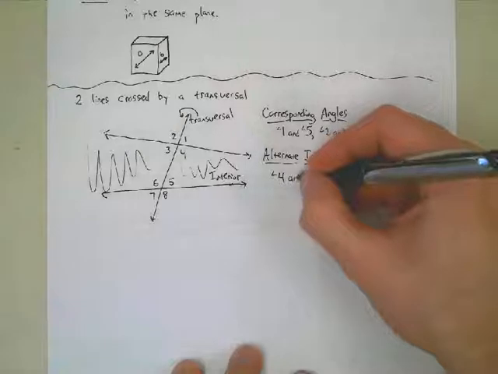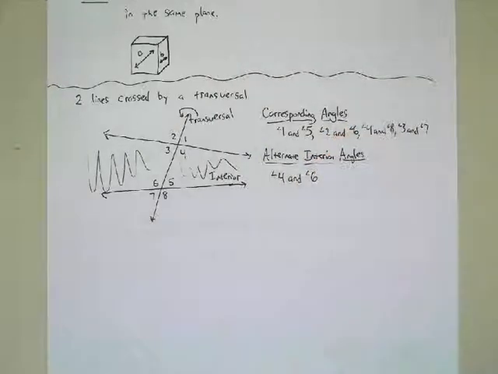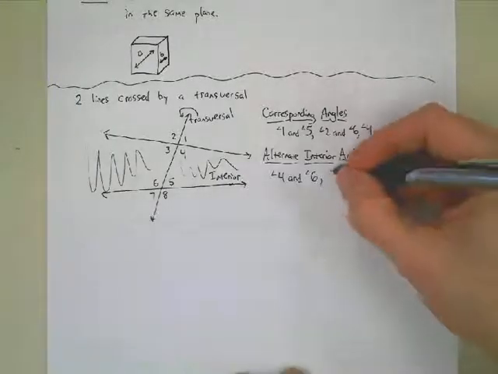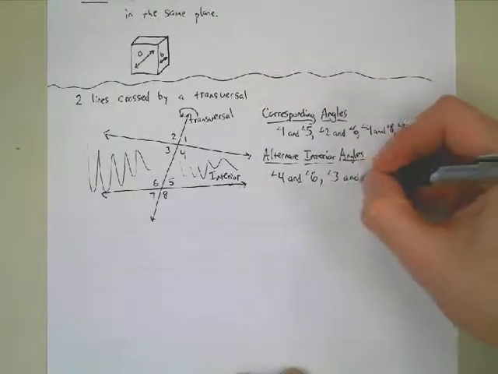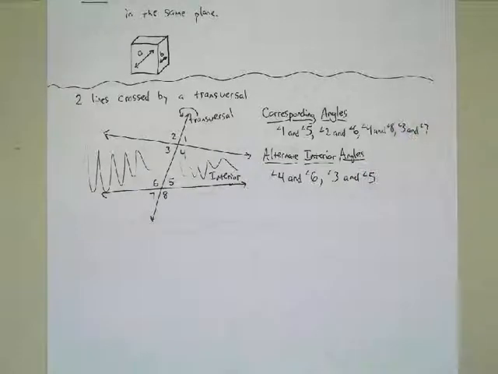Are there any more? Audrey? 3 and 5. Yep, 3 and 5. And are there any more than those? Anyone see any other alternate interior? Okay, I'll take your silence as a no, and that's correct. There are no more, okay? That's it. There's just those two pairs, all right? So we have alternate interior. Well, guess what? We also have alternate exterior.